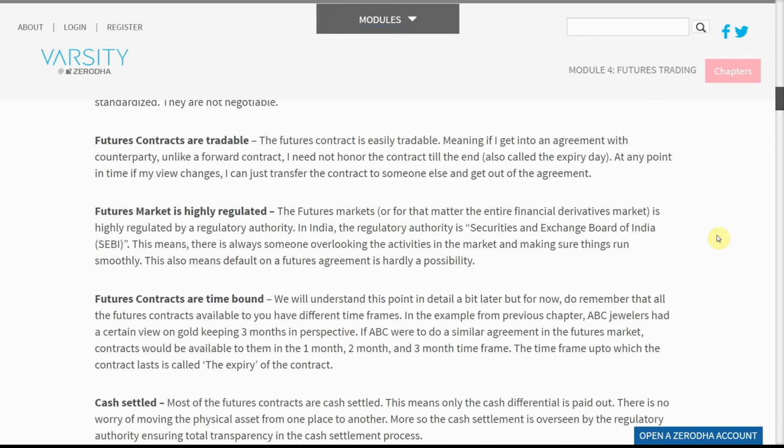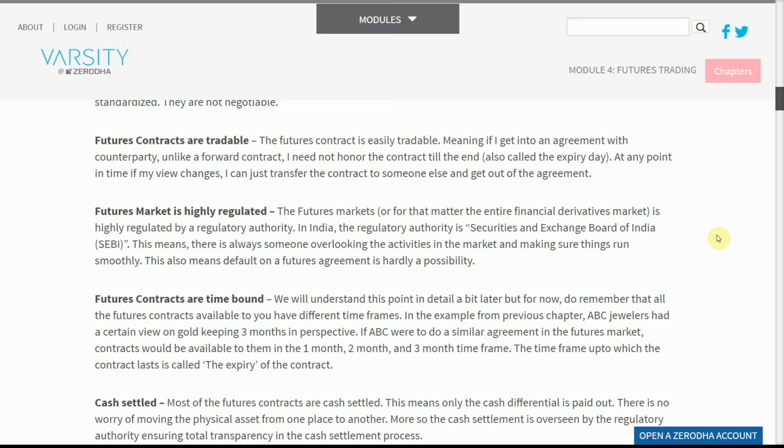Futures contracts are tradable. The futures contract is easily tradable, meaning if I get into an agreement with a counterparty, unlike a forward contract, I need not honor the contract till the end, also called the expiry day. At any point in time, if my view changes, I can just transfer the contract to someone else and get out of the agreement.